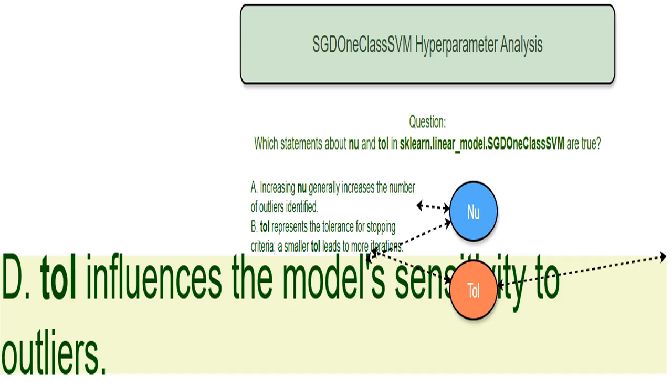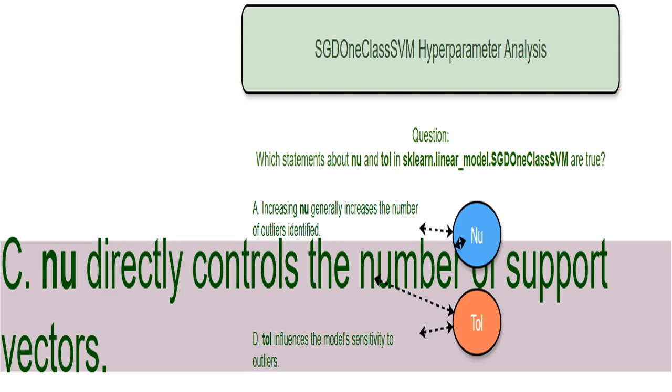This statement is incorrect. The parameter tol is about the model's training process, not its sensitivity to outliers. Tol sets how accurate the model must be before it stops training. It doesn't directly make the model more or less sensitive to outliers. That's nu's job. This statement is true. The hyperparameter tol controls how precise the model needs to be before it stops its calculations.